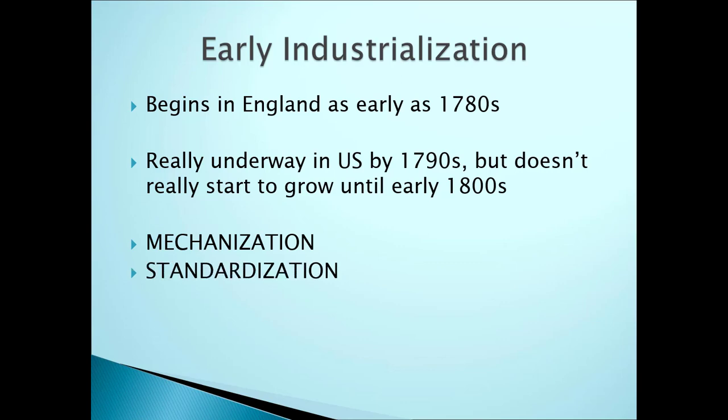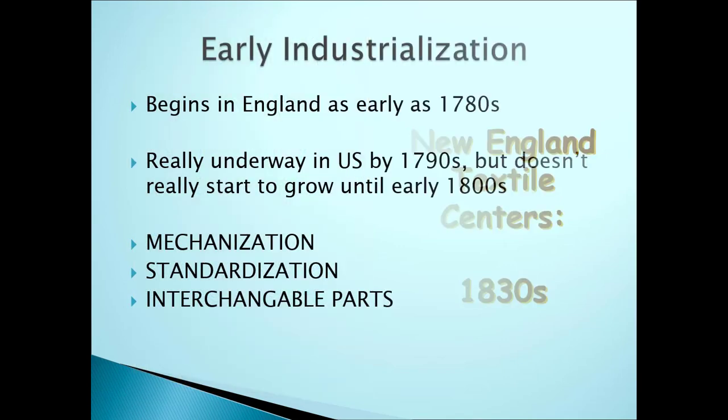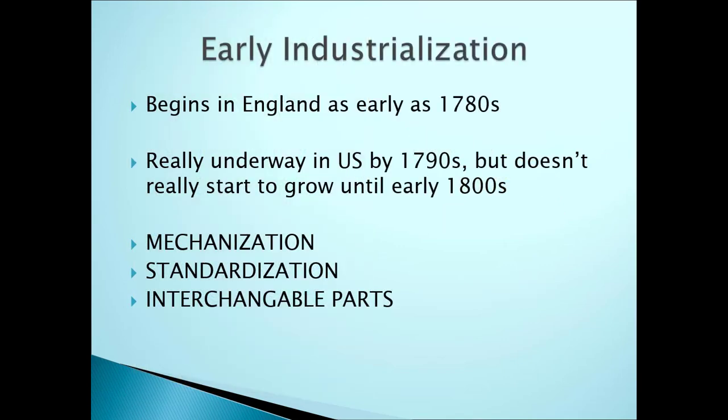Mechanization, standardization, interchangeable parts. Let's spend just a minute of time on that. Mechanization is when you're using a piece of machinery to do something, like your mill. Instead of having to use the old-fashioned spinning wheel where you did it by hand, you did it with a big machine. Standardization means all the mills are the same, interchangeable parts.